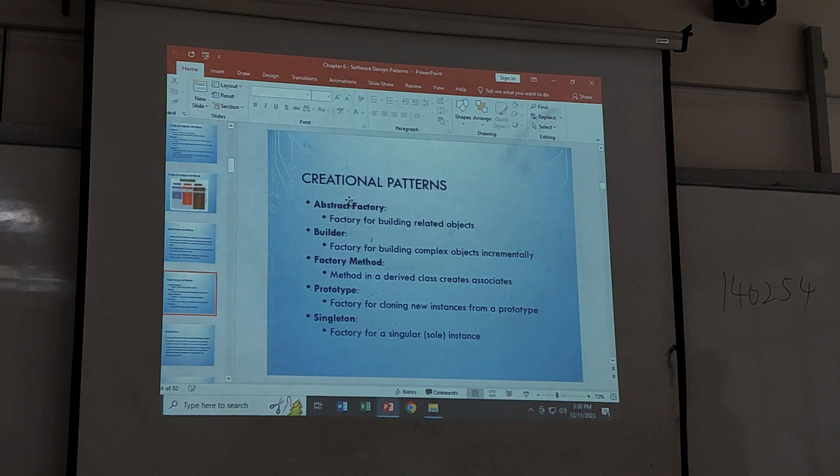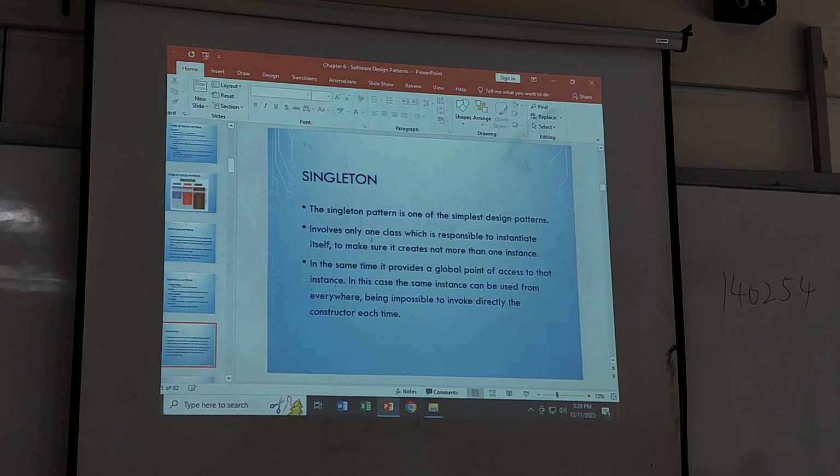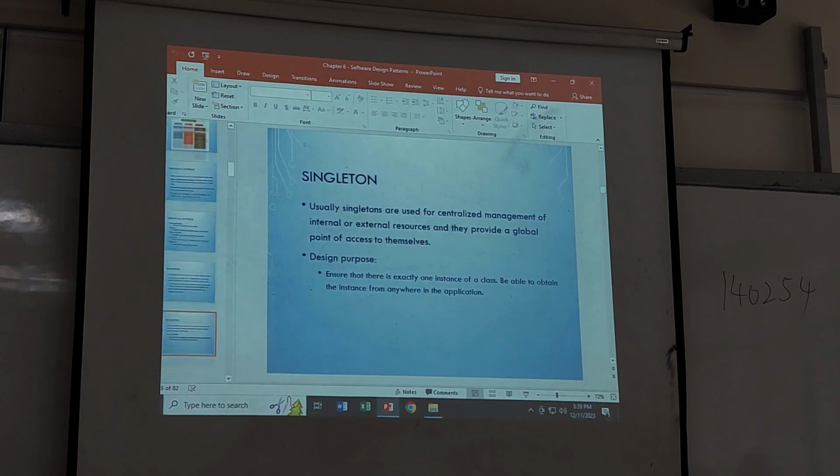So when you want to represent this scenario, we can create one instance. So how does the singleton look? The singleton pattern is one of the simplest design patterns. It involves only one class. This class is going to instantiate itself and make sure it creates not more than one instance. Normally this instance provides global access to all the necessary elements in the program.